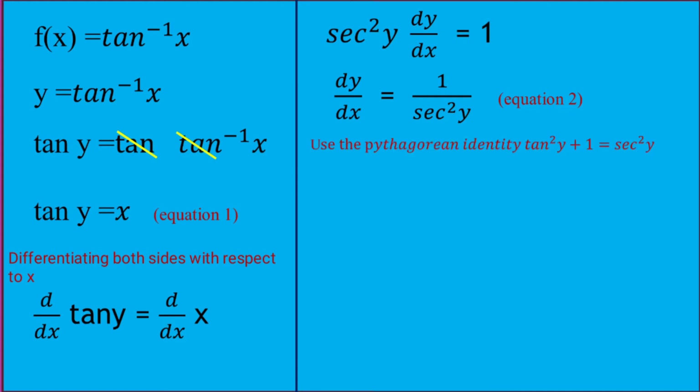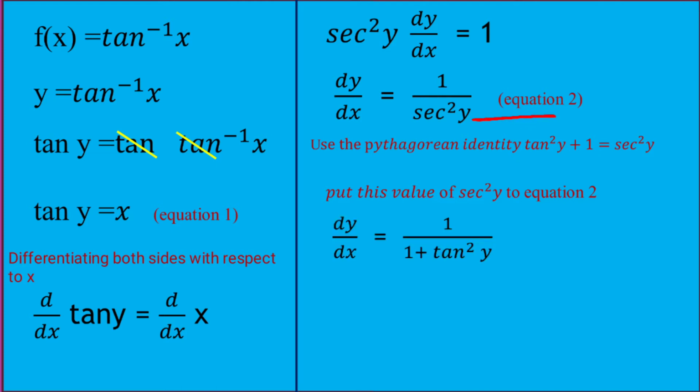And next, we are going to use again the Pythagorean identity. Tangent squared y plus 1 is equal to secant squared y. We need to put this value of secant squared y into equation 2, as you can see here. And now it will become dy over dx is equal to 1 over 1 plus tangent squared y.